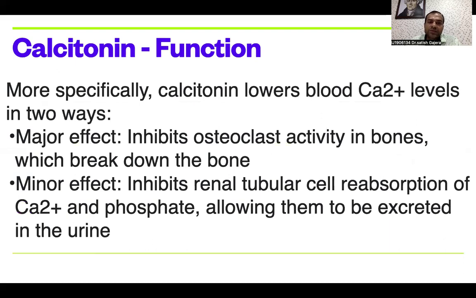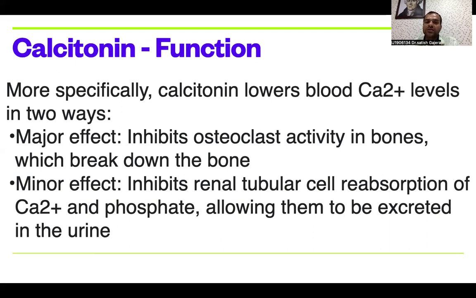Calcitonin function: more specifically, calcitonin lowers the blood calcium level in two ways. The major effect is that it inhibits osteoclast activity in bone, which breaks down the bone. According to Dr. Hamer's learning, whenever we go into a severe self-devaluation conflict, calcitonin increases, which decreases osteoclast activity in the bone, and our bone will be fractured. So whenever there is a fracture, calcitonin is responsible.